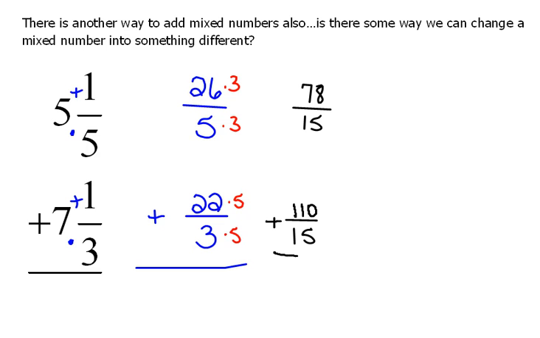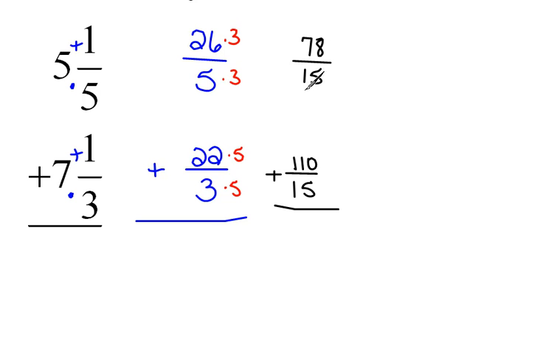Now we've converted those to have the same denominator, and we can add these fractions. Now when we add 78 over 15 plus 110 over 15, we get 188 over 15. Now that would be a fine answer, except it's an improper fraction. So in order to get it in a better form, we need to go ahead and do the division.